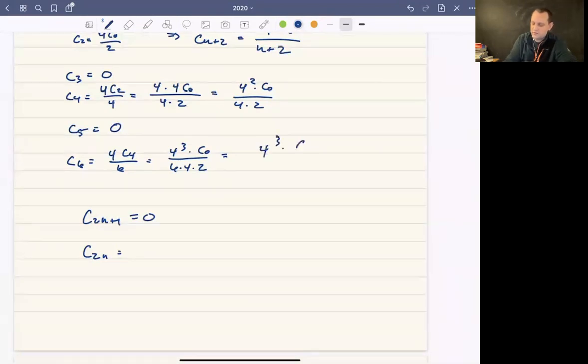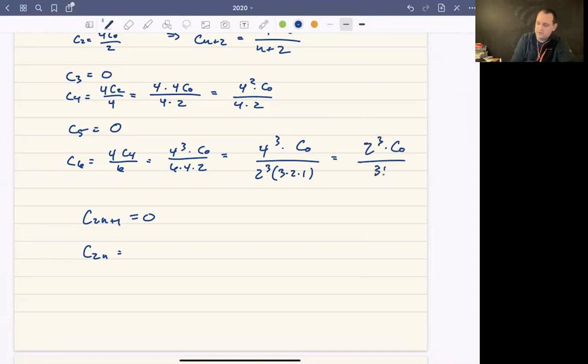4 cubed times C0, and notice that each of the terms in the denominator kind of looks like a factorial, except not quite. But if you factor a 2 out of each of these, a 2 and a 2 and a 2, that'll give you 2 cubed. And what you're left with is 3 times 2 times 1. So this is 4 cubed over 2 cubed, which is 2 cubed, times C0 over 3 factorial.